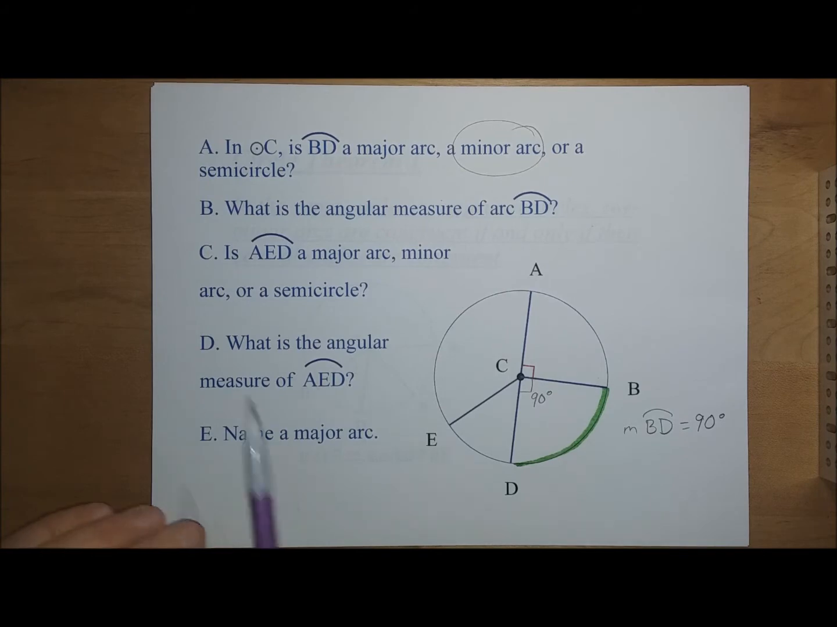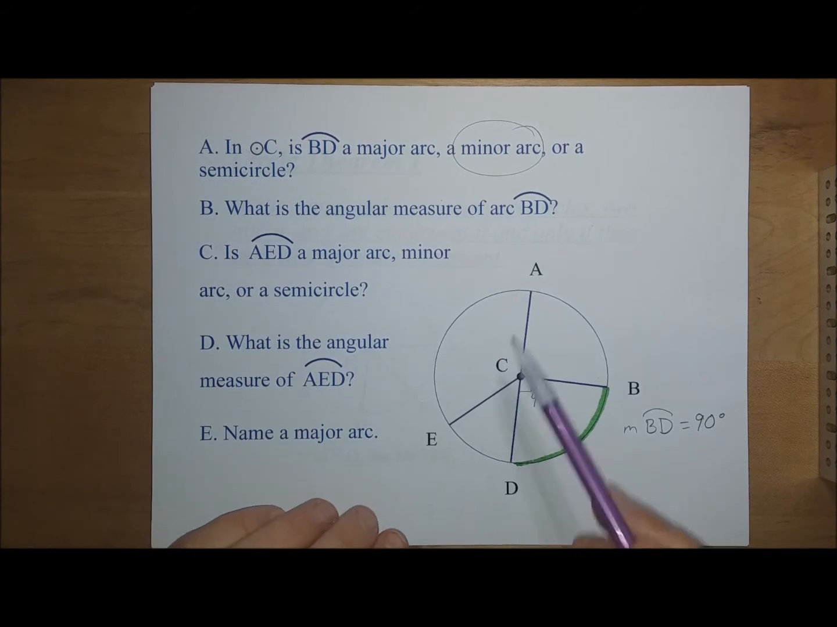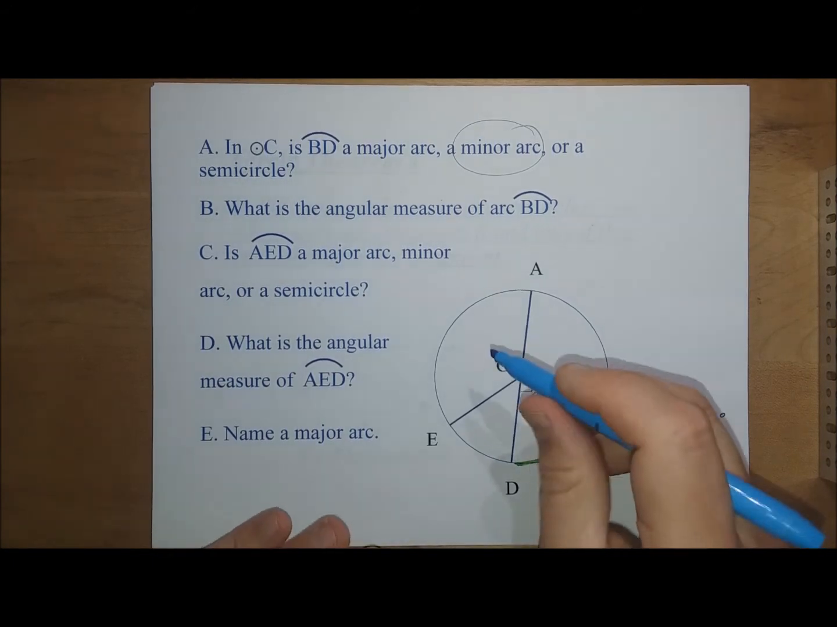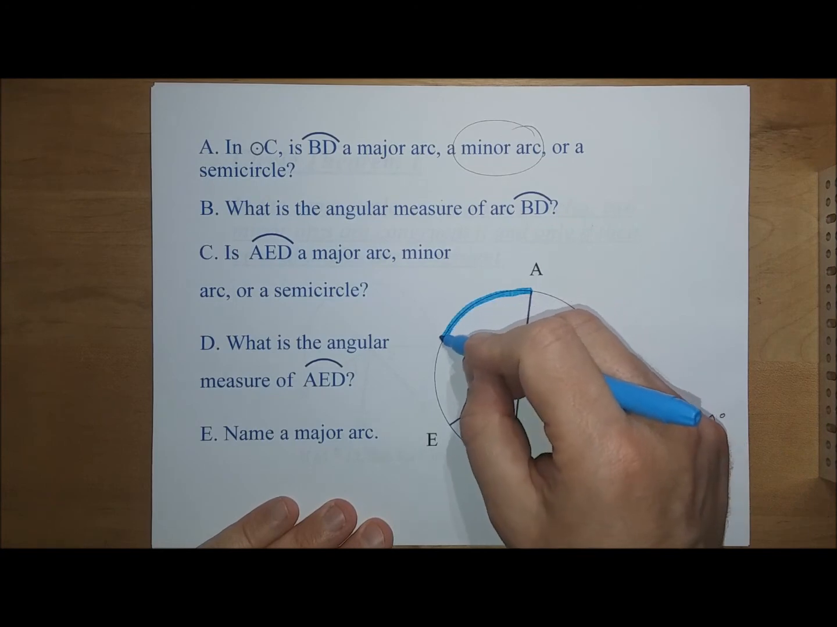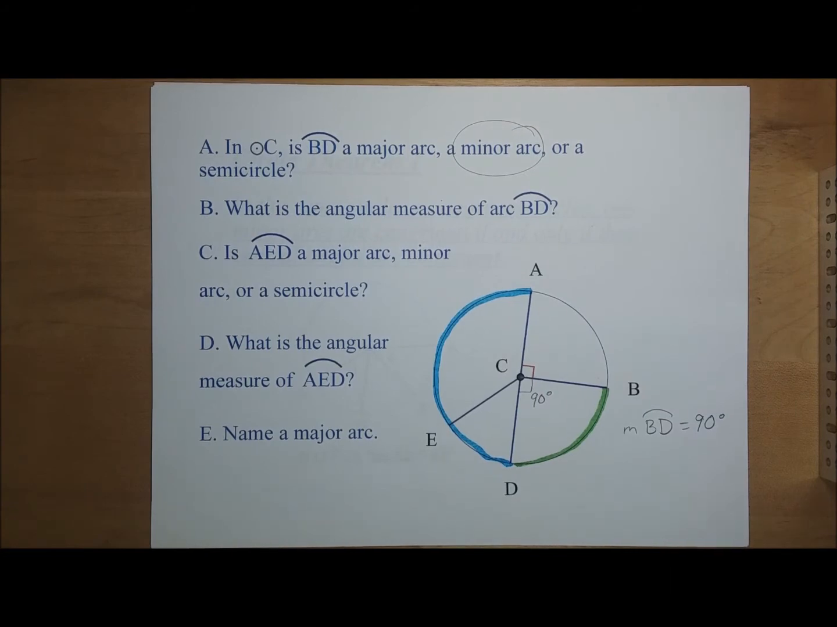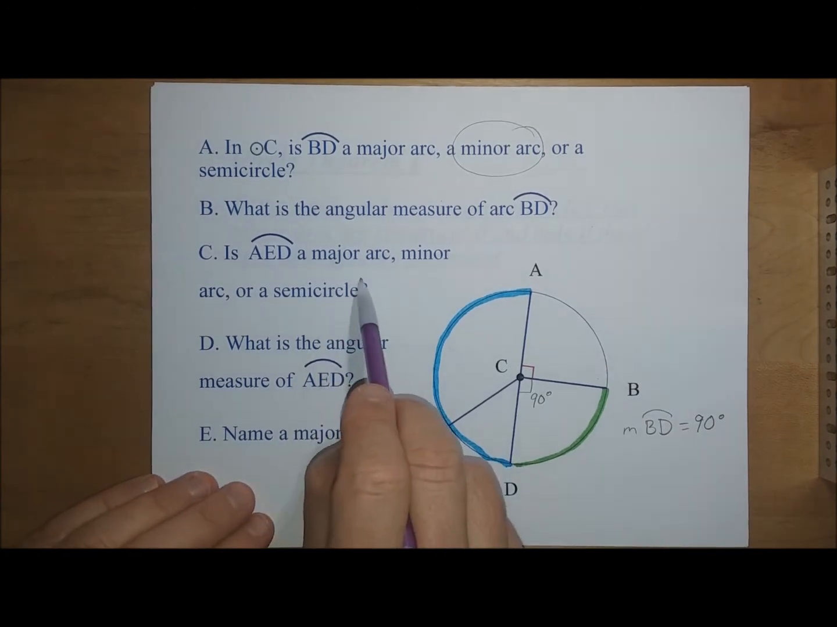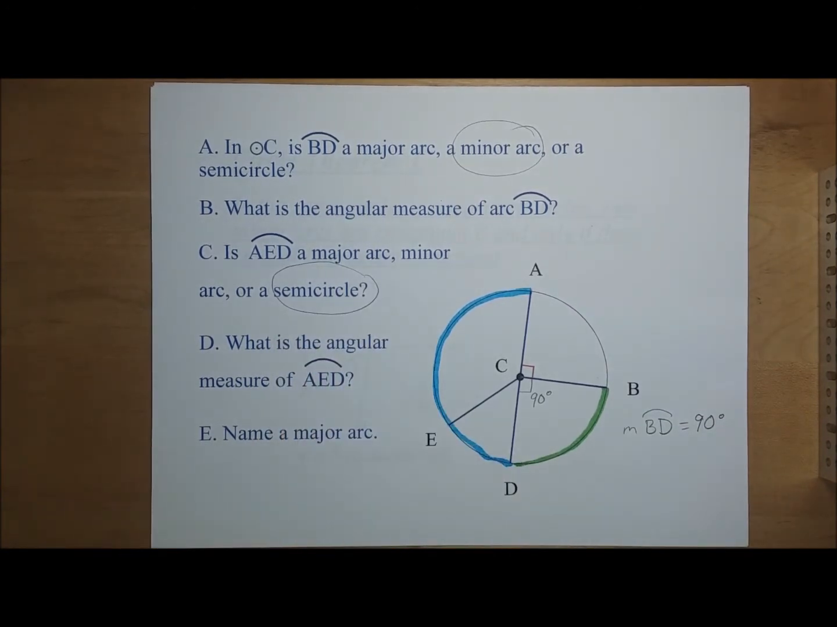Now, part C, they're asking, is arc AED a major arc, minor arc, or a semicircle? Okay, so AED, let's highlight this one. They're talking about AED, okay? And you'll notice that arc AED has its endpoints on a diameter. And so that is going to make it a semicircle. It's exactly half of a circle. So what is the angular measure of arc AED? Okay, well, the angular measure of a semicircle is 180 degrees, half of an entire circle.